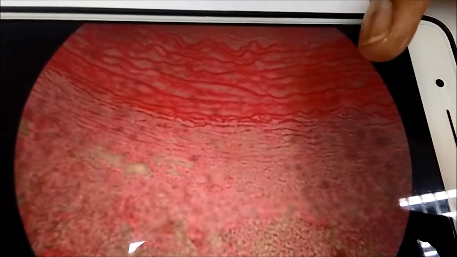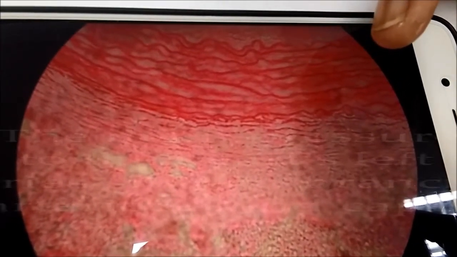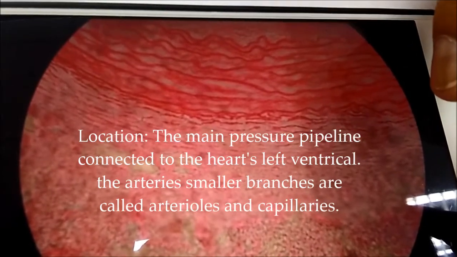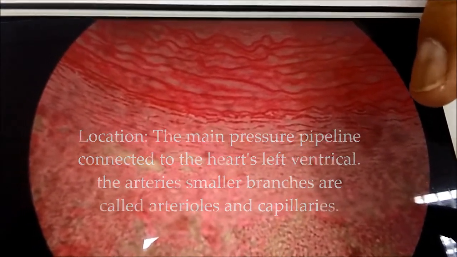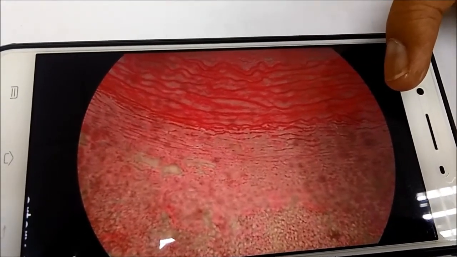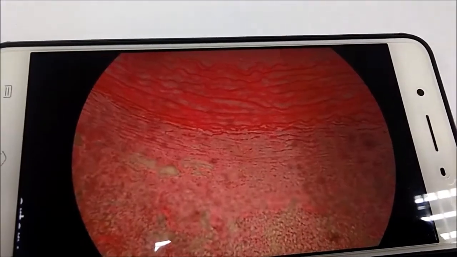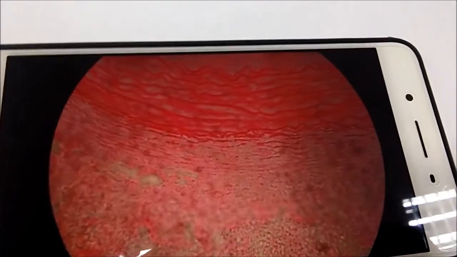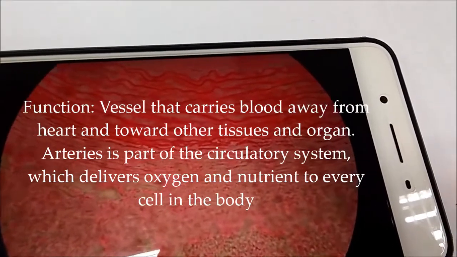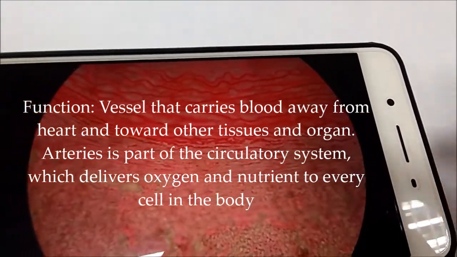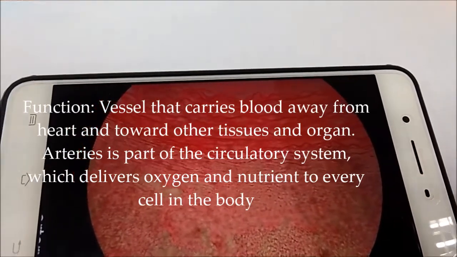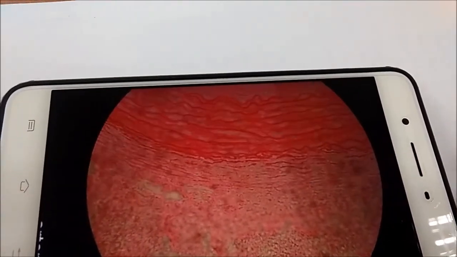The location is basically the main high pressure pipeline connected to the heart left ventricle. The artery's smaller branches are called arterioles and capillaries. The function is that the vessel carries blood away from the heart and toward other tissues and organs. So the arteries are part of the circulatory system, which delivers oxygen and nutrients to every cell in the body.